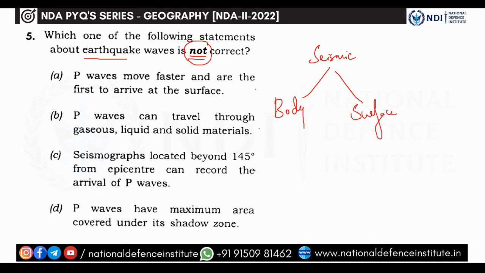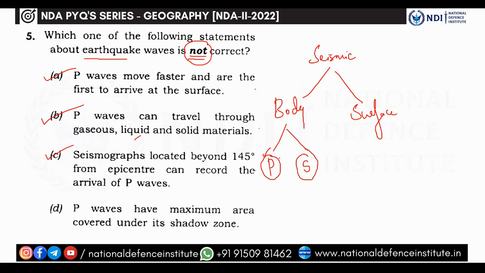In body waves, we have 2 types of waves, primary waves and secondary waves. The P waves are the primary waves the question is talking about. P waves move faster and are the first to arrive at the surface. Of course, they are faster. That's why we call them primary waves. And P waves can travel through gaseous, liquid, solid. Of course, they can travel through all the media. Only S waves cannot travel through liquid. Seismographs located beyond 145 degrees from the epicenter can record the arrival of P waves. Of course, that is right.